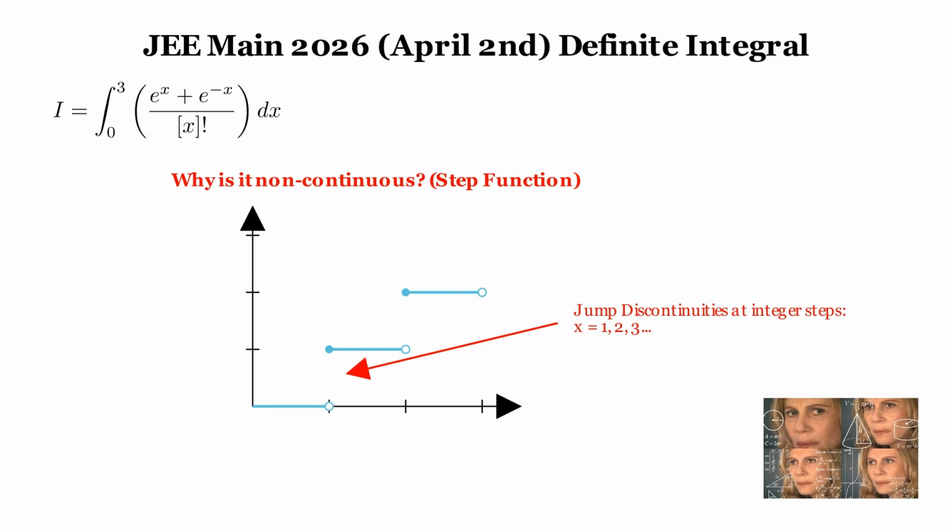Because of these sudden jump discontinuities at integer boundaries, that is x is equal to 1, 2, 3 and so on, you cannot evaluate this integral in one continuous sweep from 0 to 3. Trying to find a single antiderivative for the whole range is a mistake. To solve this, we need to break our domain, that is from 0 to 3, into individual continuous intervals where the greatest integer function of x stays constant.